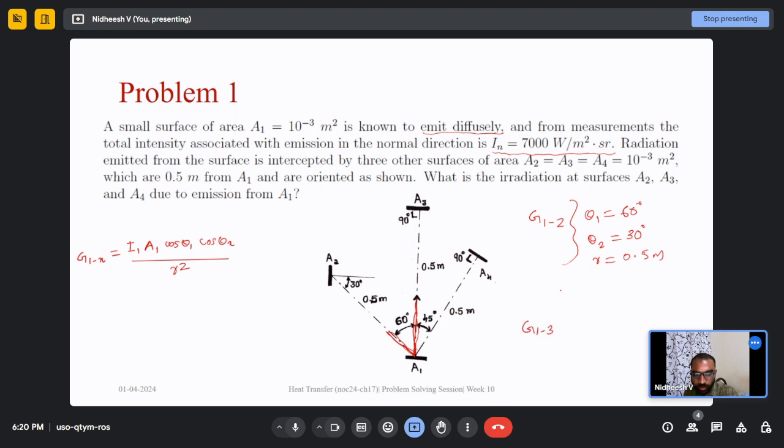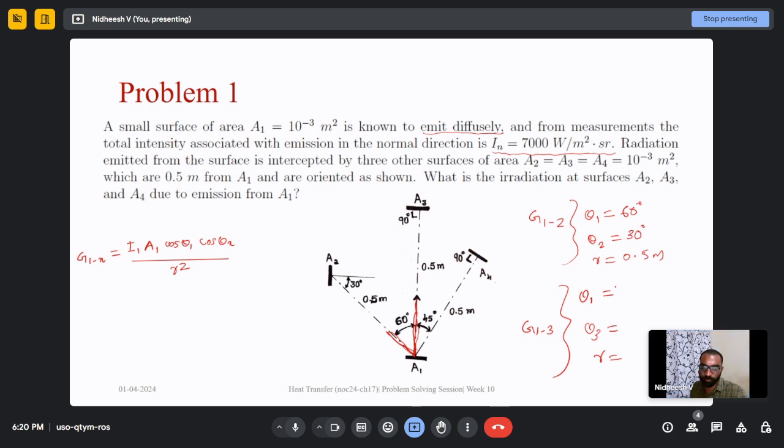Now we need to calculate G13, that is the radiation emitted by A1 and intercepted by A3. Notice that these two surfaces are facing each other, 90 degrees opposite and facing exactly each other with the same area. So can someone tell me what would be theta 1 in this case, theta 3 and R?